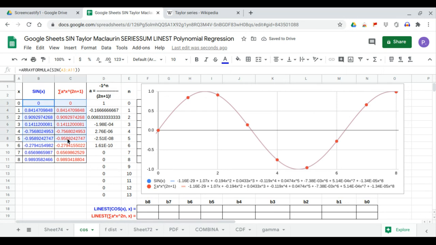The values match, well, almost match up to here. Up to here, they perfectly match. But as you go farther, there's a bit of an error. But in the trend line, they're all in the same trend line. And their regression coefficients match. So B0, they match, B1, B2, B3, B4, B5, B6, B7, they also match, B8, they all match.